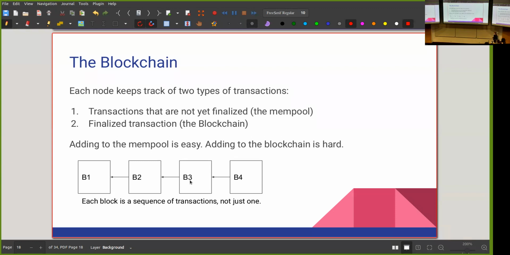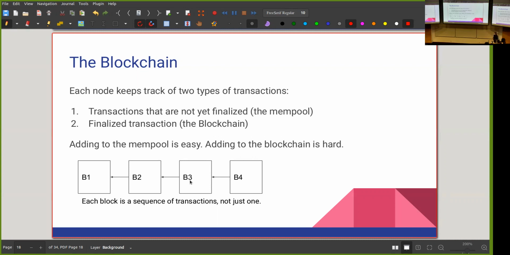But then I would also keep track of some transactions that I have seen on the network. So someone else in the network has told me about these transactions, but I still don't know if these transactions are part of the consensus. So these are going to be called the mempool transactions. So the transactions that are not finalized are in the mempool. The transactions that are finalized are on the blockchain.